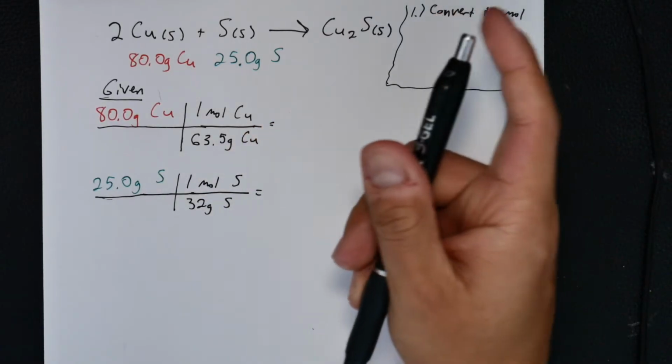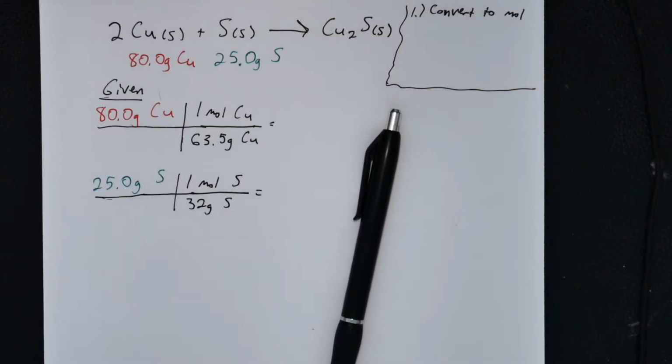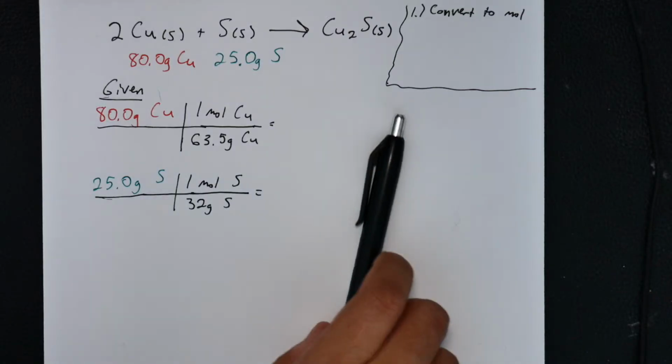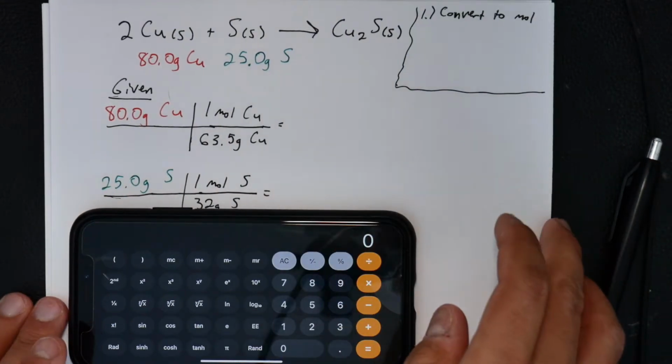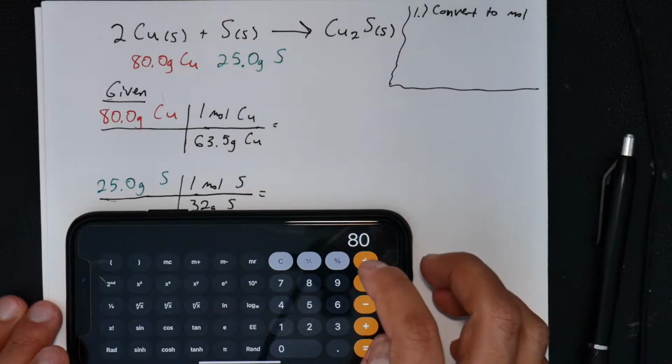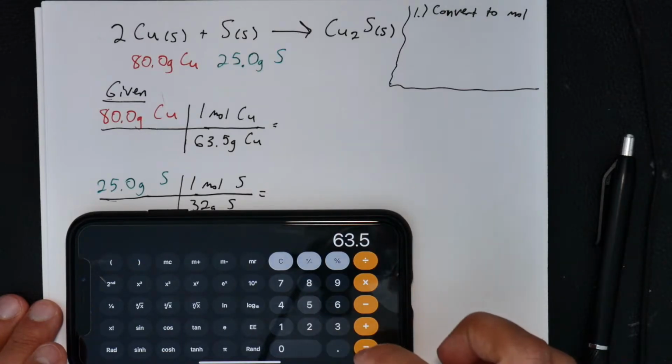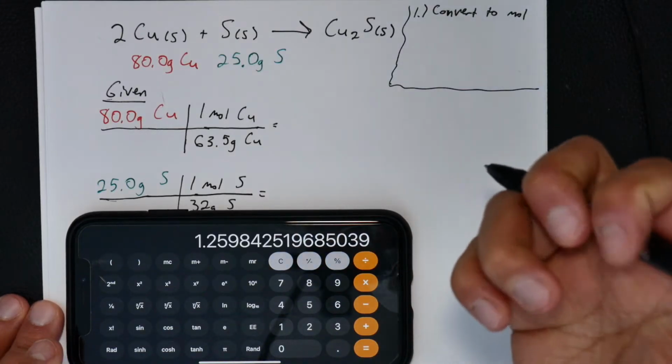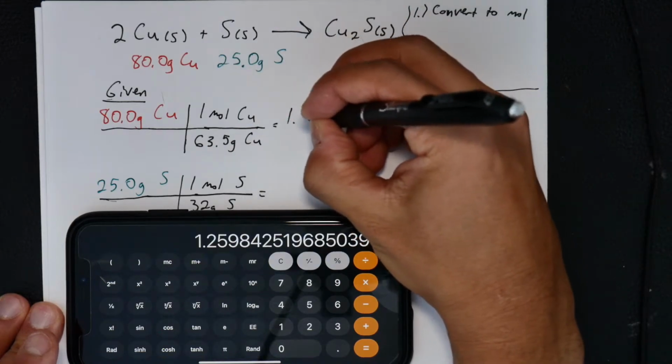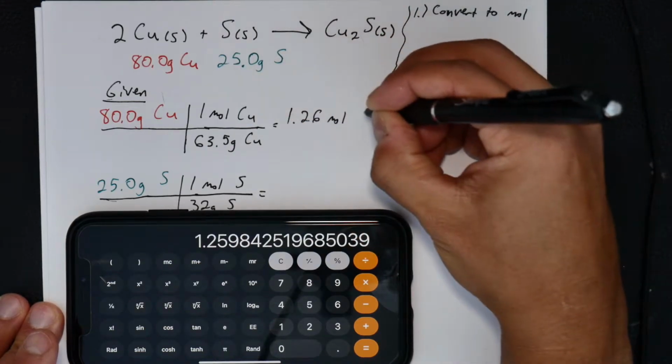Okay, so we'll write out our math work. Let's do our calculation here real quick. I'm just going to use my cell phone. So we're going to take 80 grams, divide that by 63.5. Okay, and let's just round to 3 sig figs. So let's go 1.26 moles of copper.